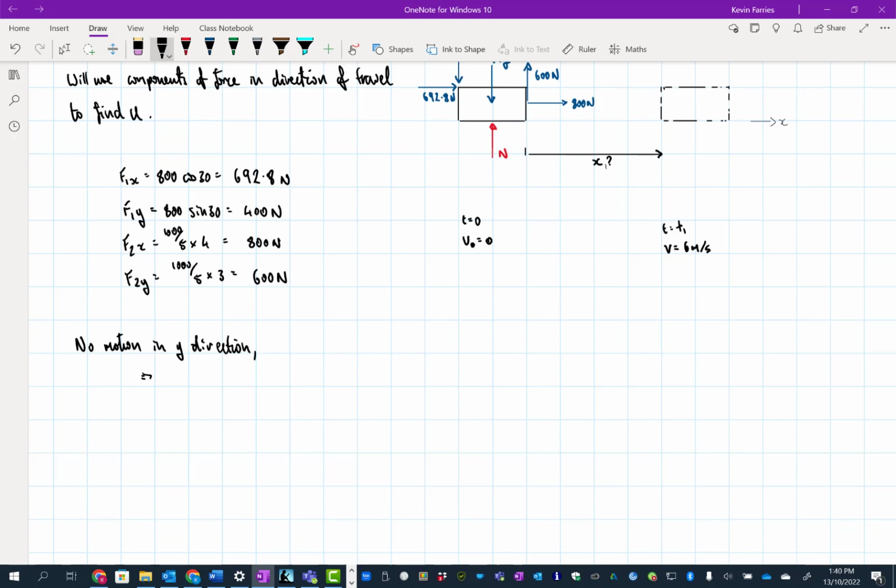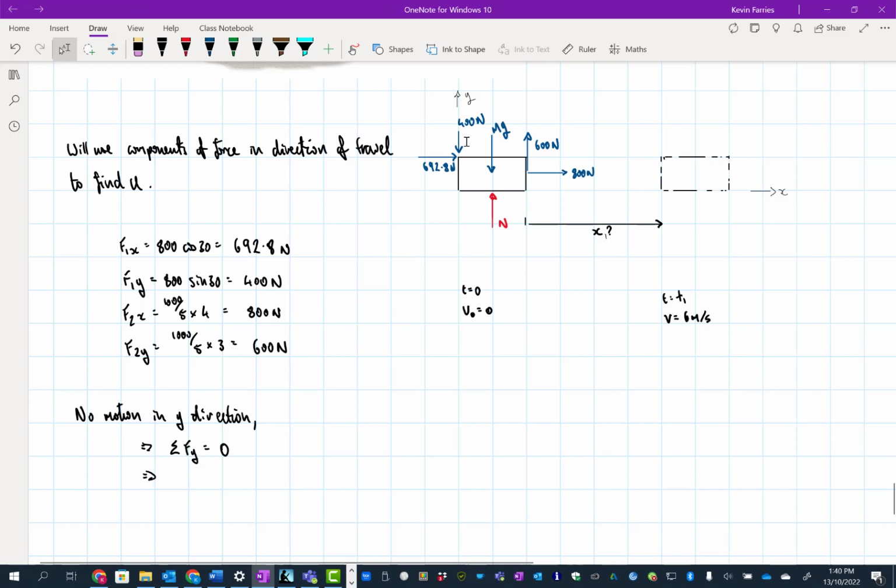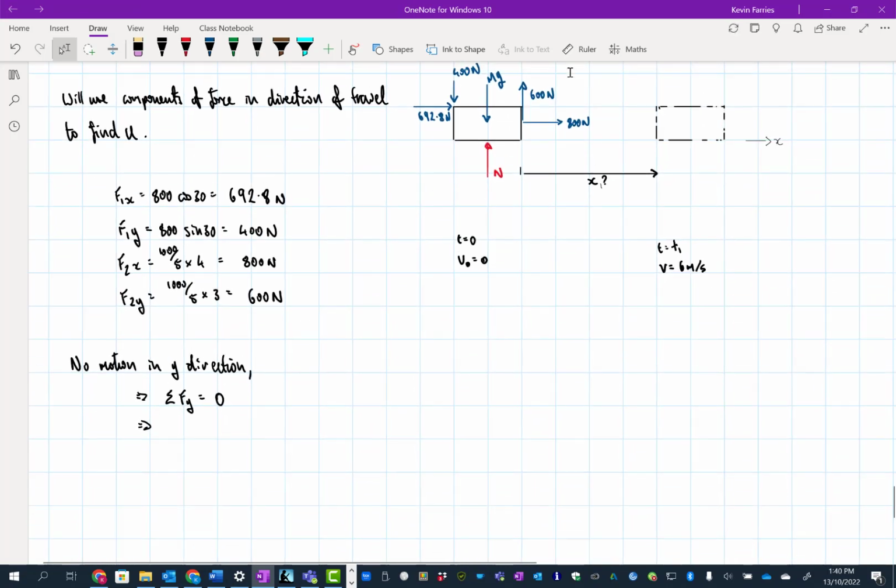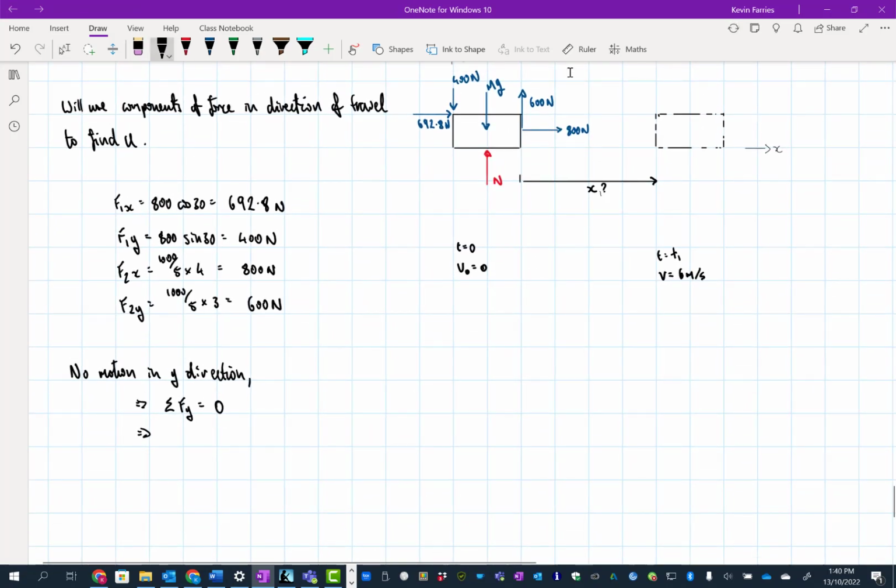So therefore, the sum of the y components of force must be equal to 0. You can just think about it in terms of this normal force balancing these other forces. Anyway, let's do the sum of the y components. We're going to have negative 400 newtons, down, from that first component. Negative mg, we probably should have just figured that out, but that's okay. Negative mg plus 600, all the vertical forces, plus N is equal to 0.